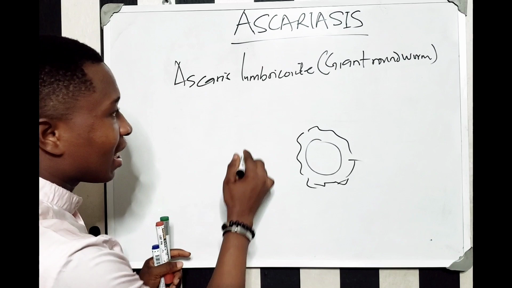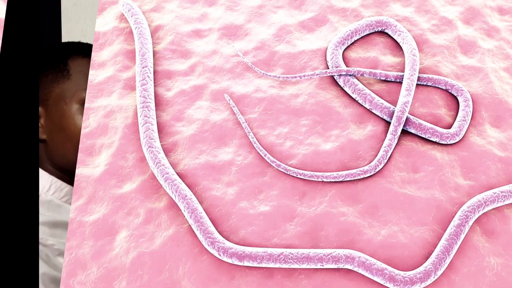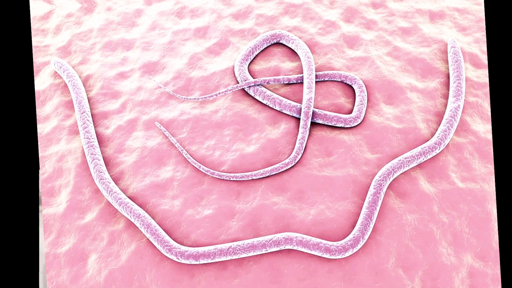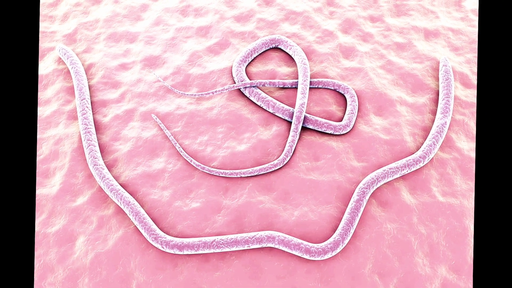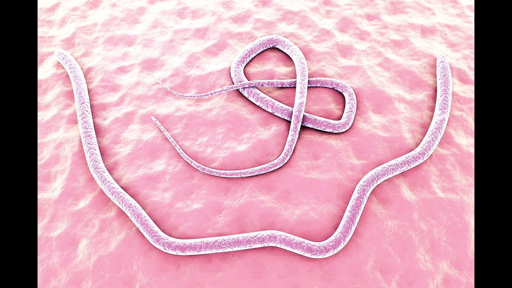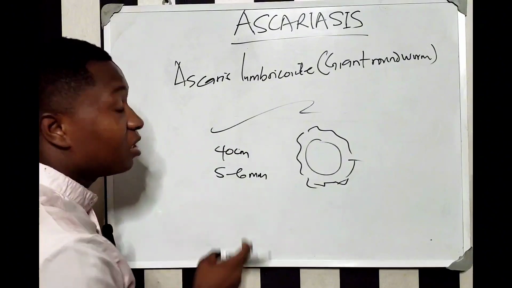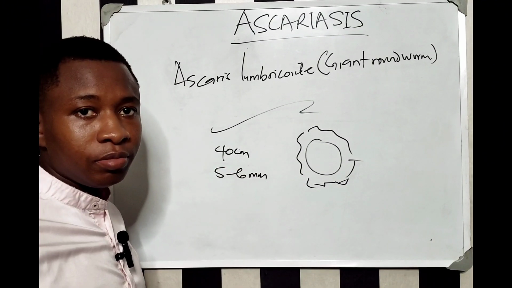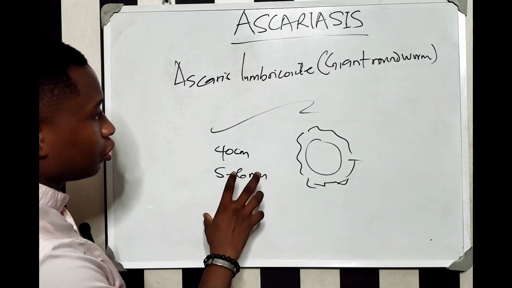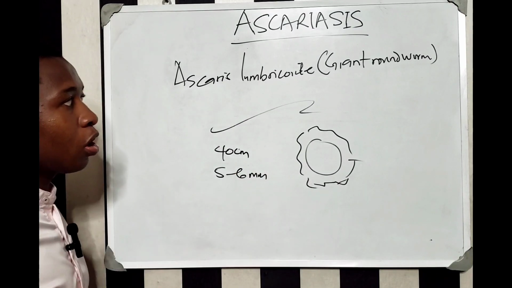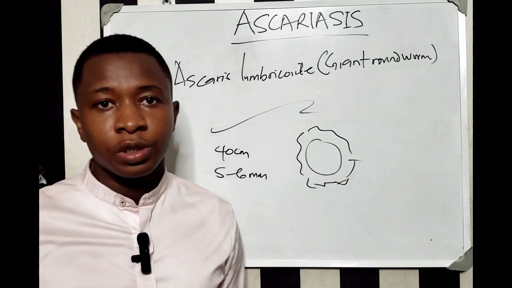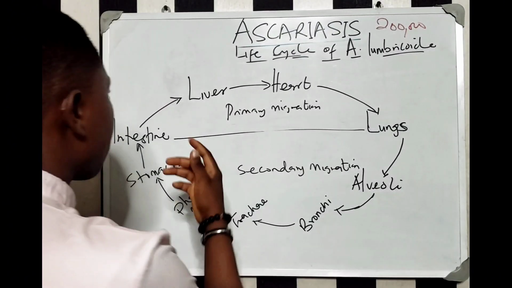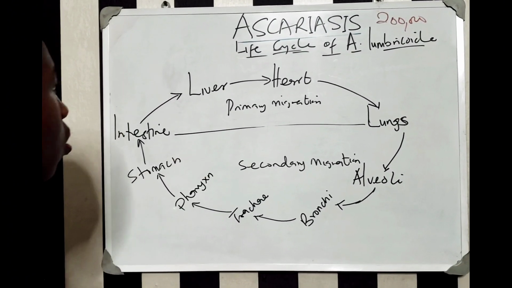And this worm can be very long at times. It can be up to 40 cm in length and 5 to 6 millimeter in diameter. So the thickness can be up to 5 to 6 millimeter, and the length can be up to 40 cm. Okay, so that is just the basic morphology of Ascaris lumbricoides. So we are going to look at the life cycle of Ascaris lumbricoides.